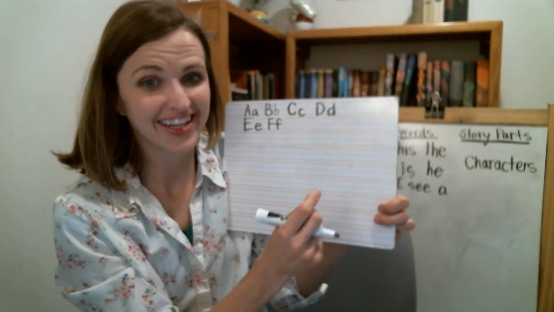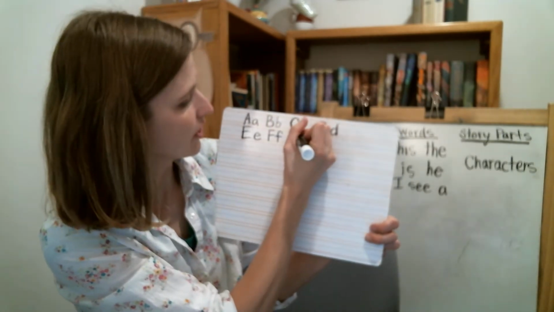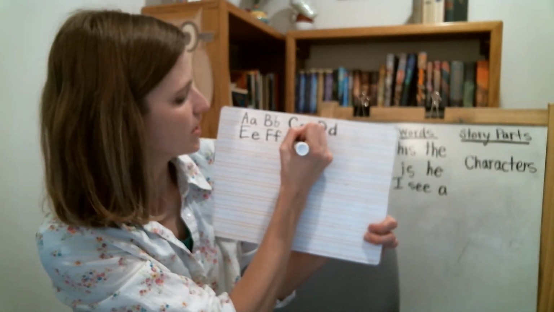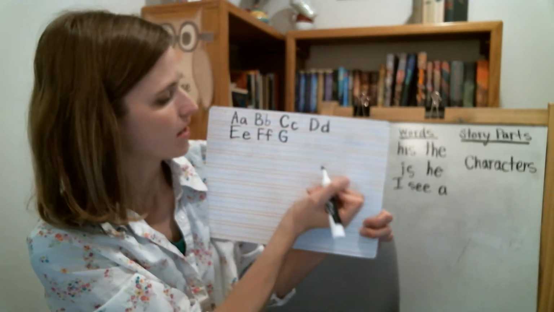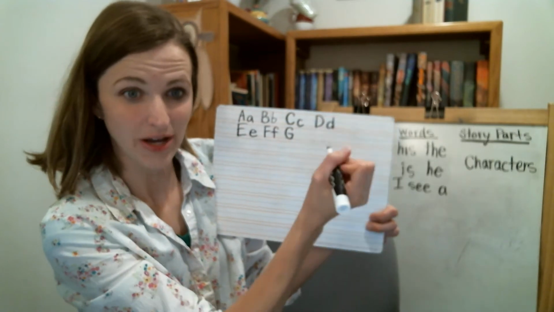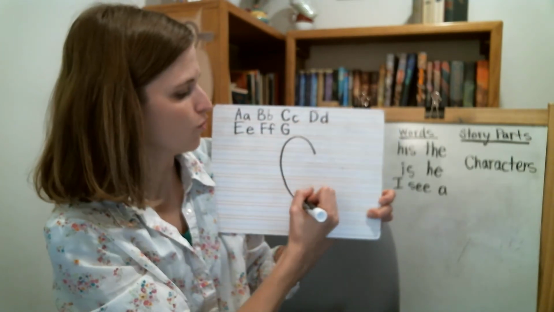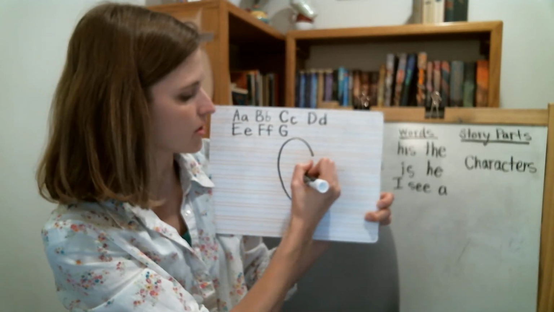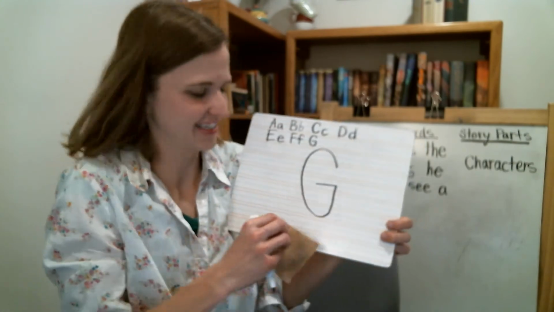Uppercase G is kind of like the C. So you're going to come around, and when you get to that middle line, you just come in. Okay, so in one swoop, I'm going to do it really big because it will be easier to see. One swoop, without picking up your pencil, you just start going in. That's our uppercase G.